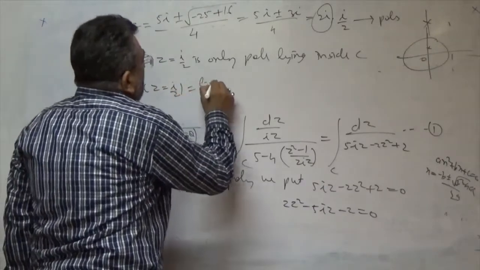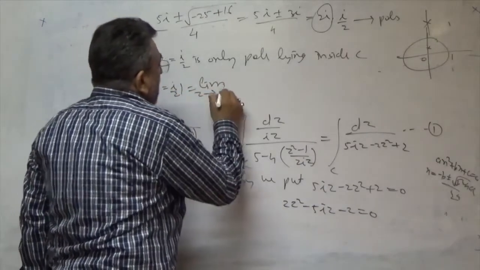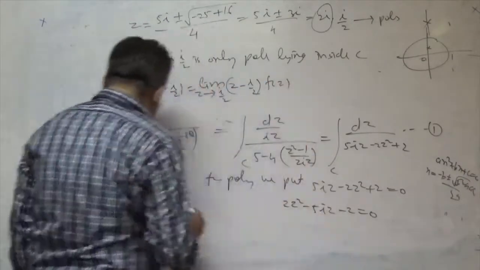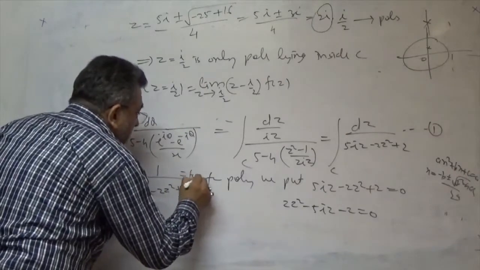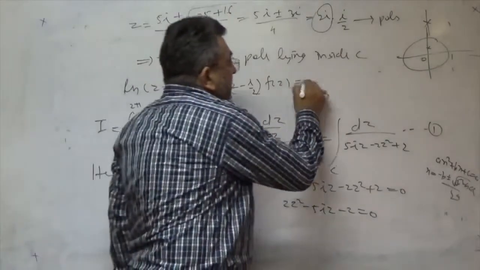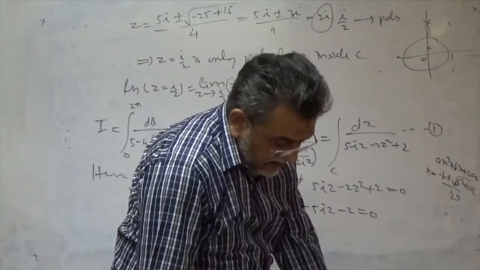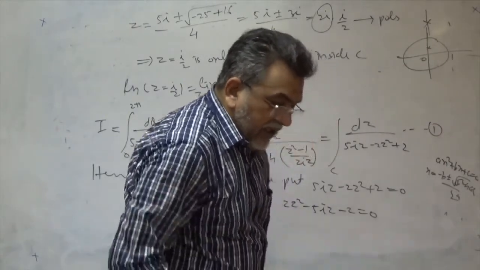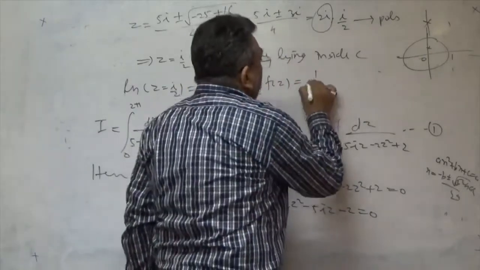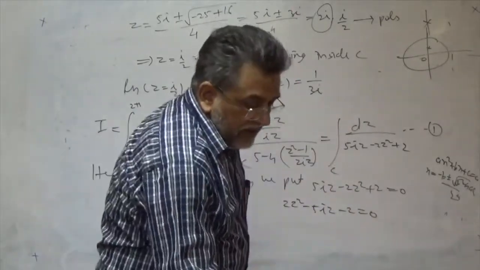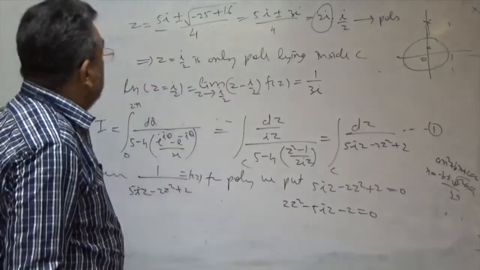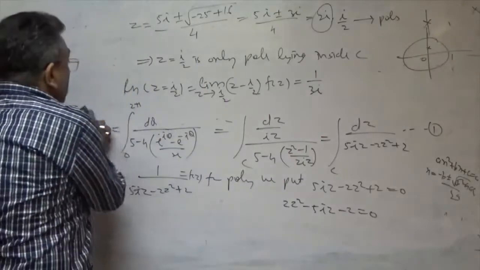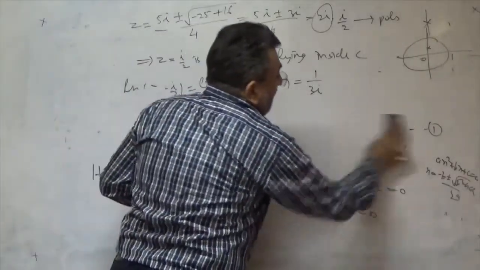Same formula: limit as z tends to i by 2 of (z minus i by 2) into f(z), where f(z) is the function we took. If you calculate this, then we get its value, 1 upon 3i. This is the required residue, and then by Cauchy's residue theorem, what is the value of the integral?